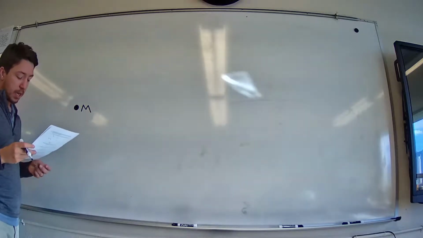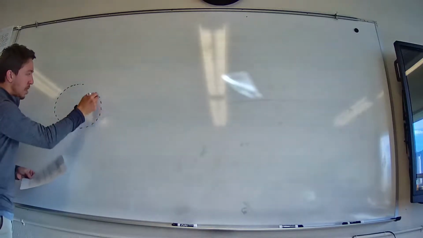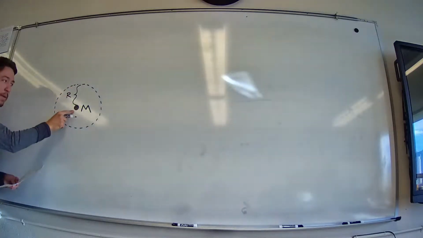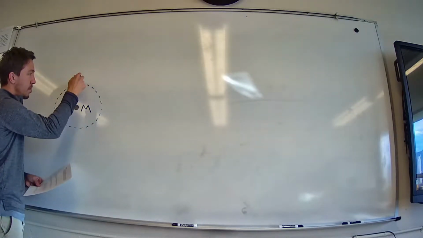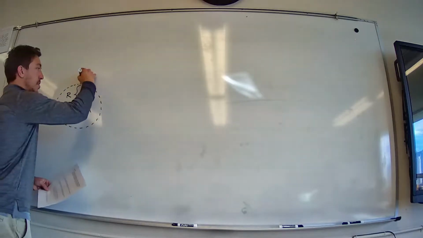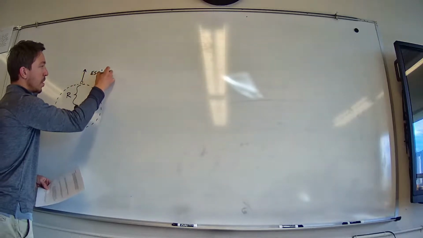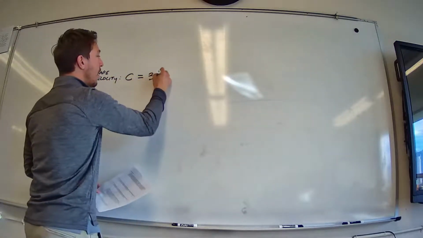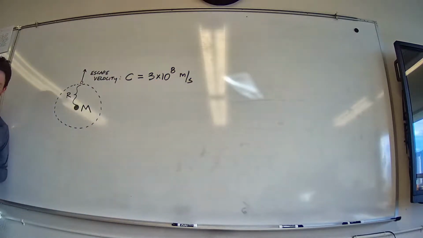So what we're going to do is say, suppose there was some theoretical radius, we call this r, some distance from all the mass. Remember, this is a super dense mass. And suppose that from this location, the escape velocity was the speed of light, 300 million meters per second. So do you understand the setup here, the concept?